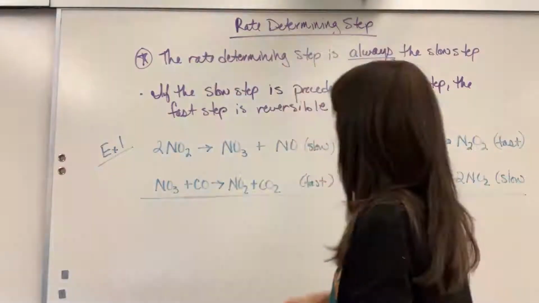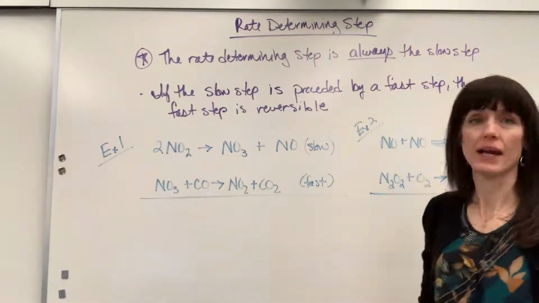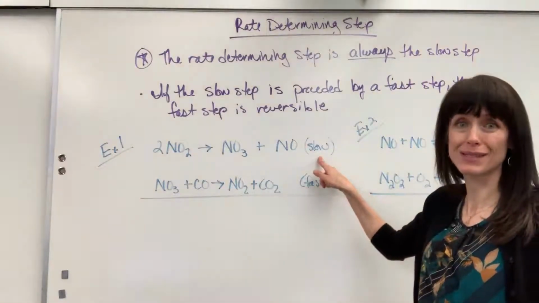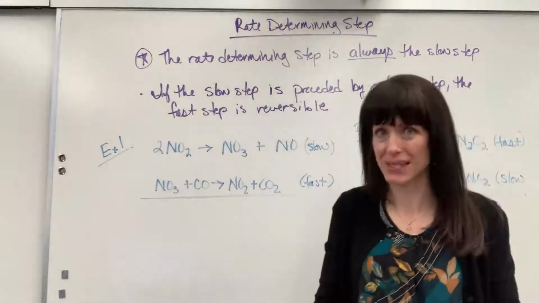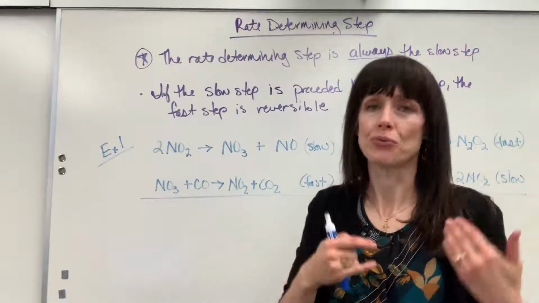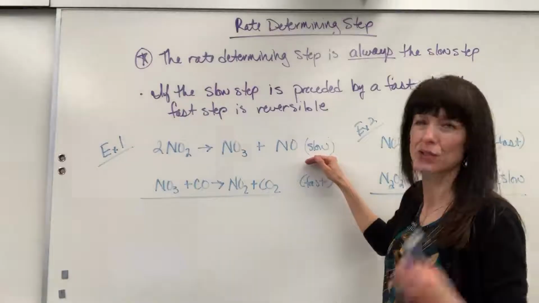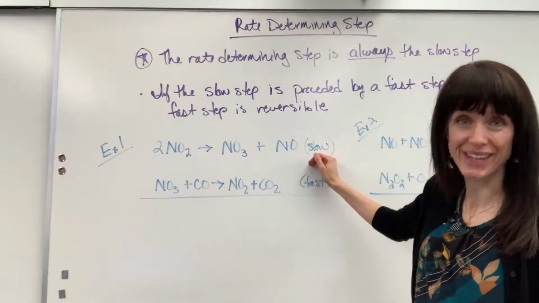So when you are given a list, I have two examples here of elementary steps, and it asks for the rate determining step, bam. All you have to do is go to the one that's slow. Automatically, you would label that one as the rate determining step. Now that's going to be really significant when you want to find the actual rate equation, because when you determine the rate equation, you always use the slow step.